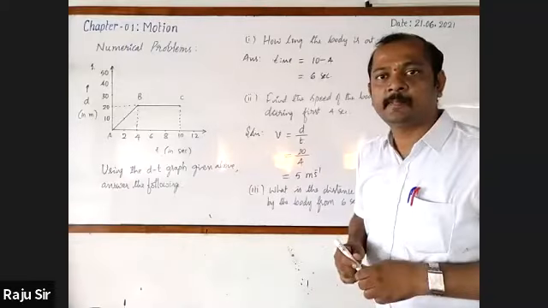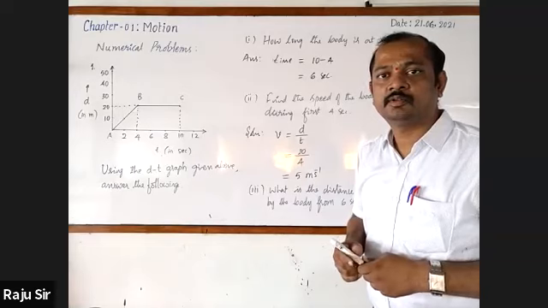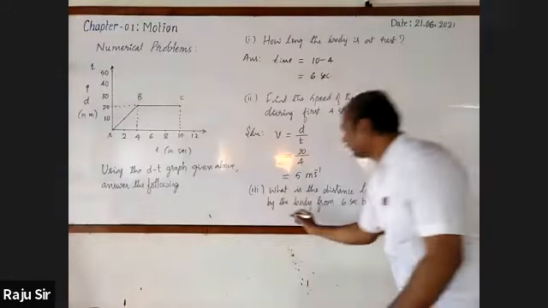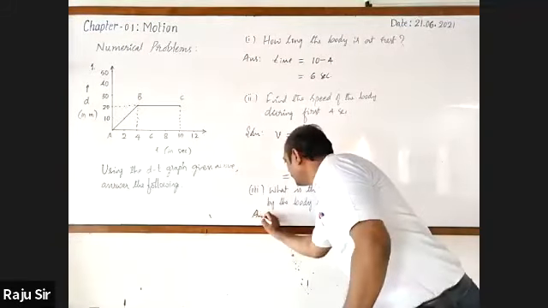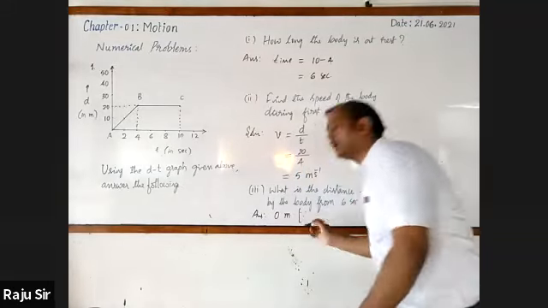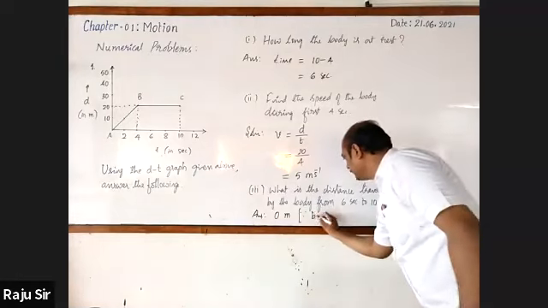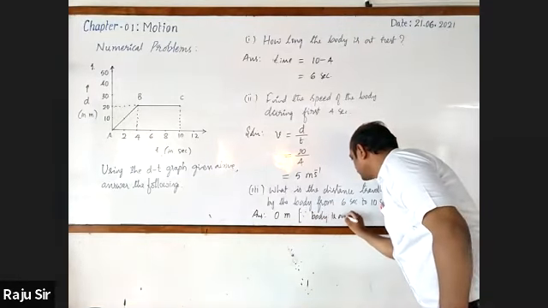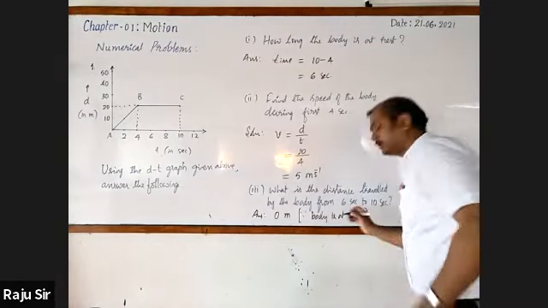Ravi Shankar, why is it 0? Very good. Because the body is at rest. Answer 0 meter. In brackets, you may write because the body is at rest.